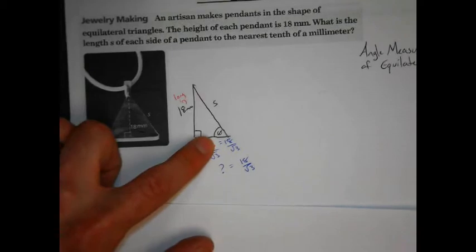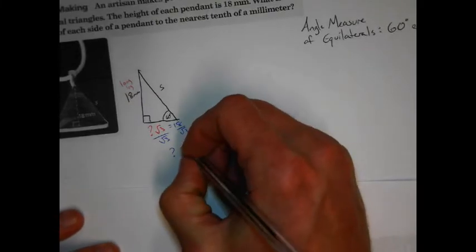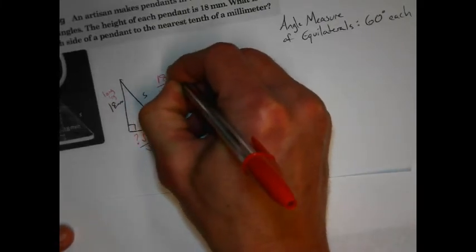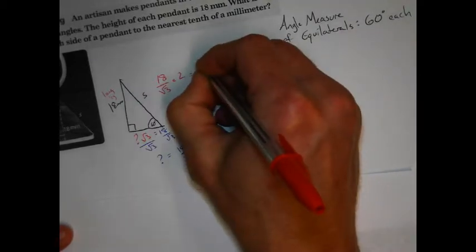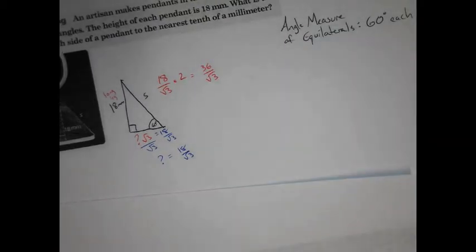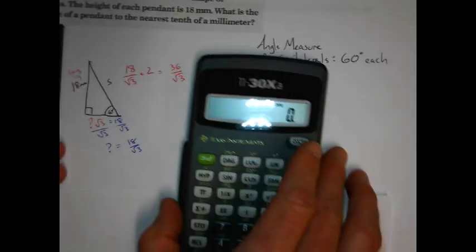So how do we find the long leg? We double it. All we need to do to find the long leg is double it. So this would be 18 over the square root of 3 times 2. That would equal 36 over the square root of 3. And once again, I am not going to rationalize that because I'm rounding to the nearest tenth of a millimeter.